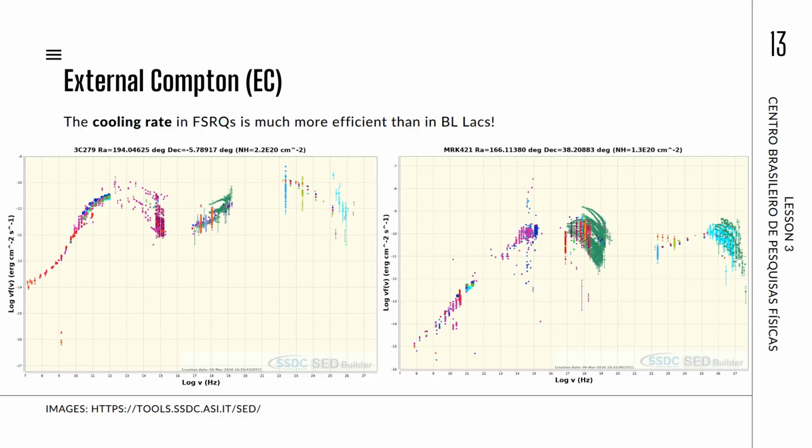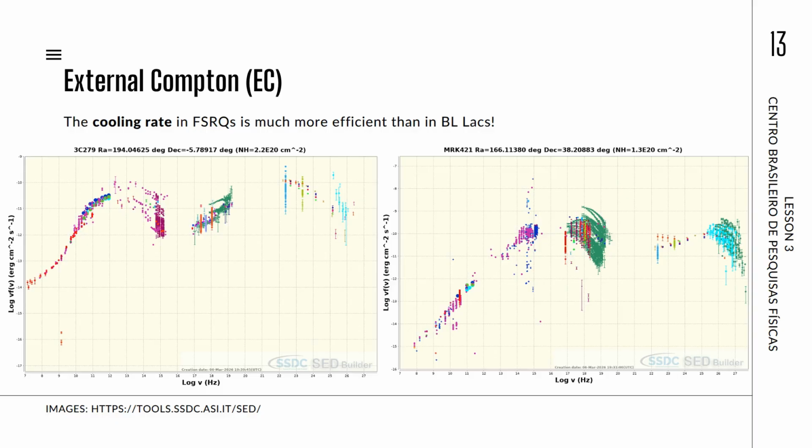So I want to ask you, which one of these two SEDs belongs to a flat spectrum radio quasar and which belongs to a BL Lac? Remember, in the flat spectrum radio quasars, the electrons are cooled much faster. They have less energy. Which one is a flat spectrum radio quasar and which one is a BL Lac? Oh, we have a 50% chance if you don't know. Anna, do you have the answer?